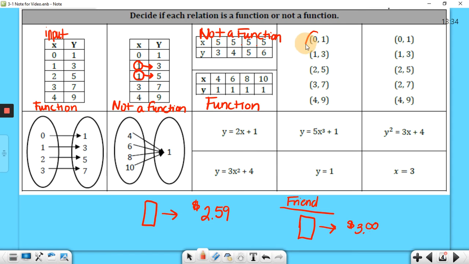Okay, so we're going to look at the inputs here, which is the first value. Do you see any repeated x values that are the same? No. This is a function.